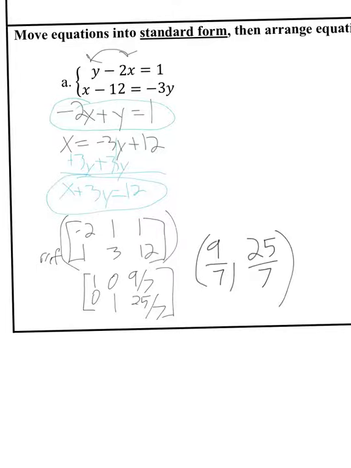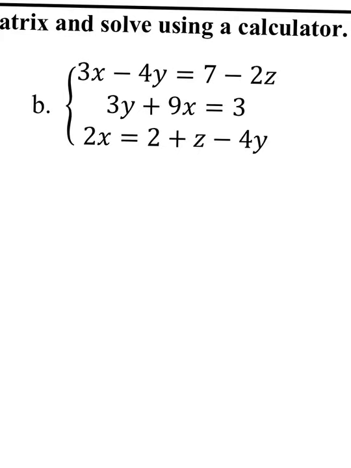So I got one more example with example B. Let's take a look at that now. So here we can see that I have a 3 by 4 matrix because I have an x, y, and then I have a z column. Things are out of order, but you have x, y, and z. So we need to get everything in order.